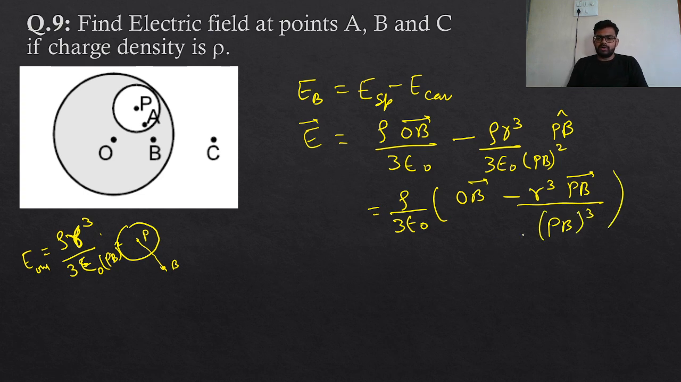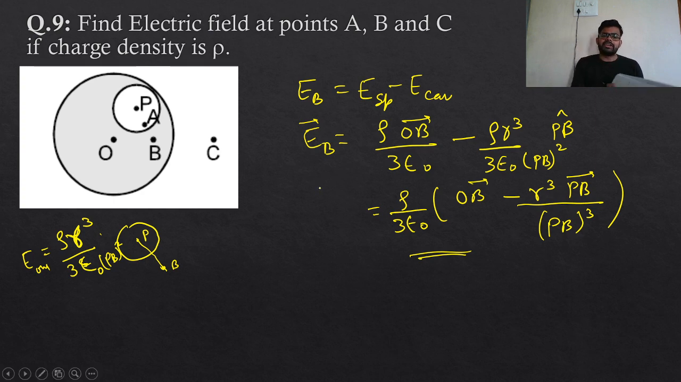Okay, that's all. So you can write it like this. This is the answer. If you don't want to write PB, you want to write BP, you can write plus BP. Same thing, you know the basics of vector. That's all. So this is the field at point B. This is the final answer we got for the electric field intensity at point B, right? Okay, so let's move to the next.